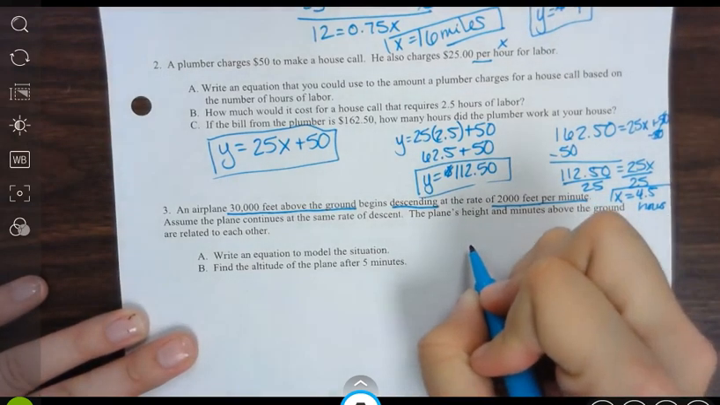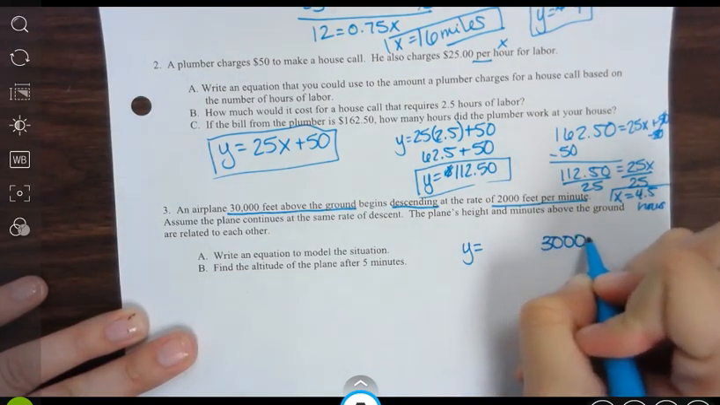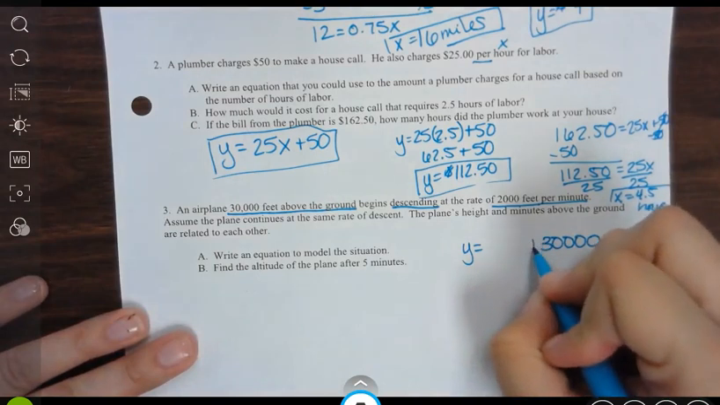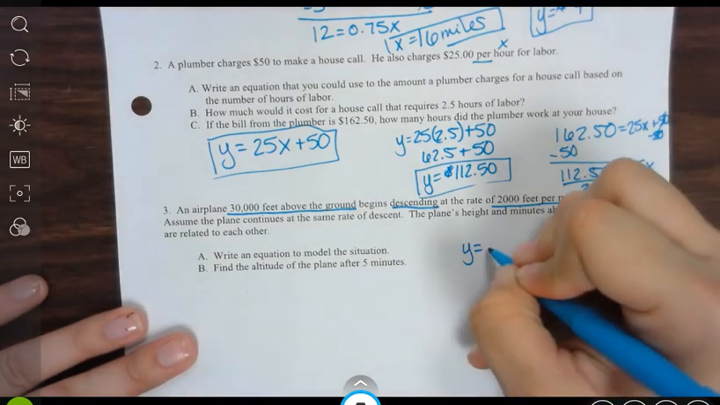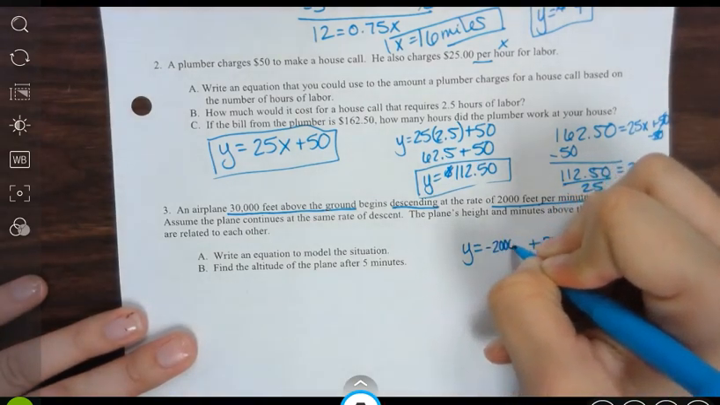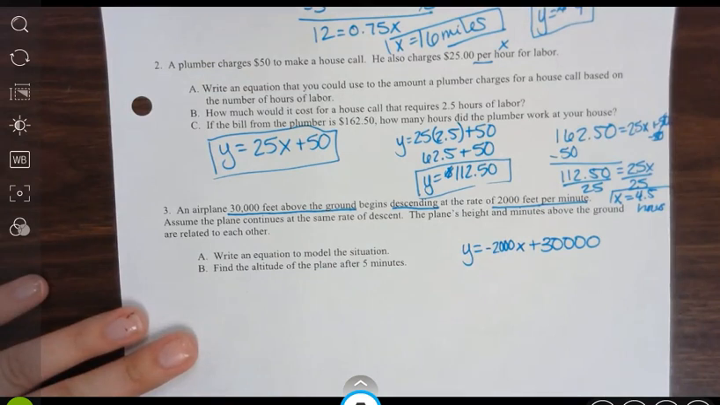Okay, so if I write the equation, y equals, the plane is 30,000 feet above the ground. That's where we're at right now. That's our starting amount. So that's like our y-intercept. Now it's descending, so the plane is going down at 2,000 feet per minute. So we're going to have a negative slope on this one. So that should be the equation that you wrote.